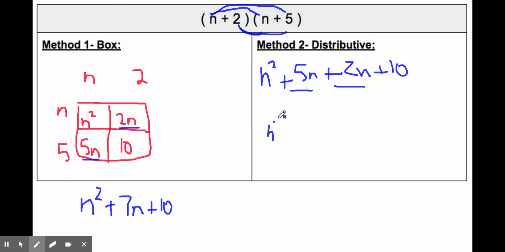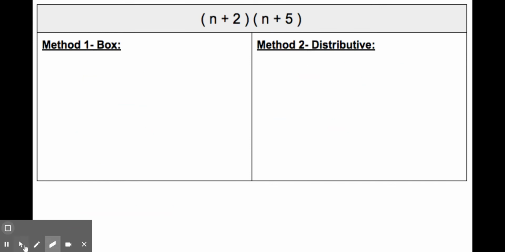So n squared is going to stay the same. So is the 10. Now I'm going to combine these because these are both linear like terms. So 5n plus 2n is 7n. So again, it's total preference, as you can see, and as you're getting more used to the two different methods, hopefully you're finding one that works best for your style. But we'll continue to do a few more where we go over both.